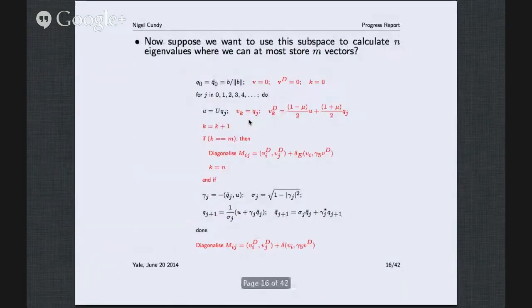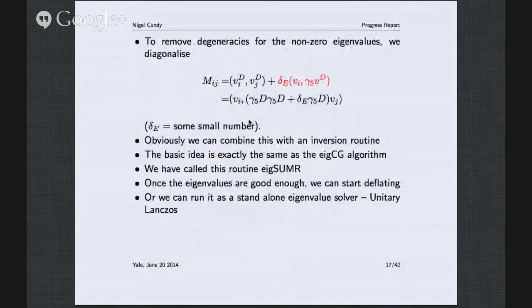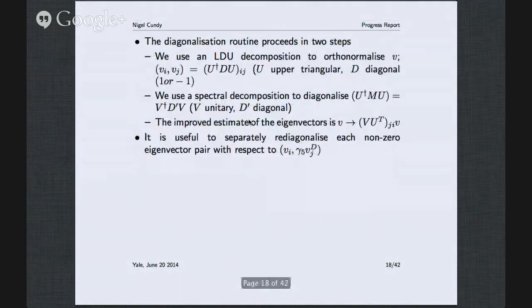Obviously, you could combine this routine with an inverter, and that gives something they call Eigen-Zolotarev. Or we can run it as a standalone eigenvalue solver, which I call unitary naturalness. And if we're using this Eigen-Zolotarev, we can start deflating as soon as the eigenvalues are good enough. For the diagonalization routine, I just put something here for notation, which I'm going to use later. First of all, I use an LDU decomposition to orthonormalize the vectors. And secondly, you can then use the diagonalization routine.